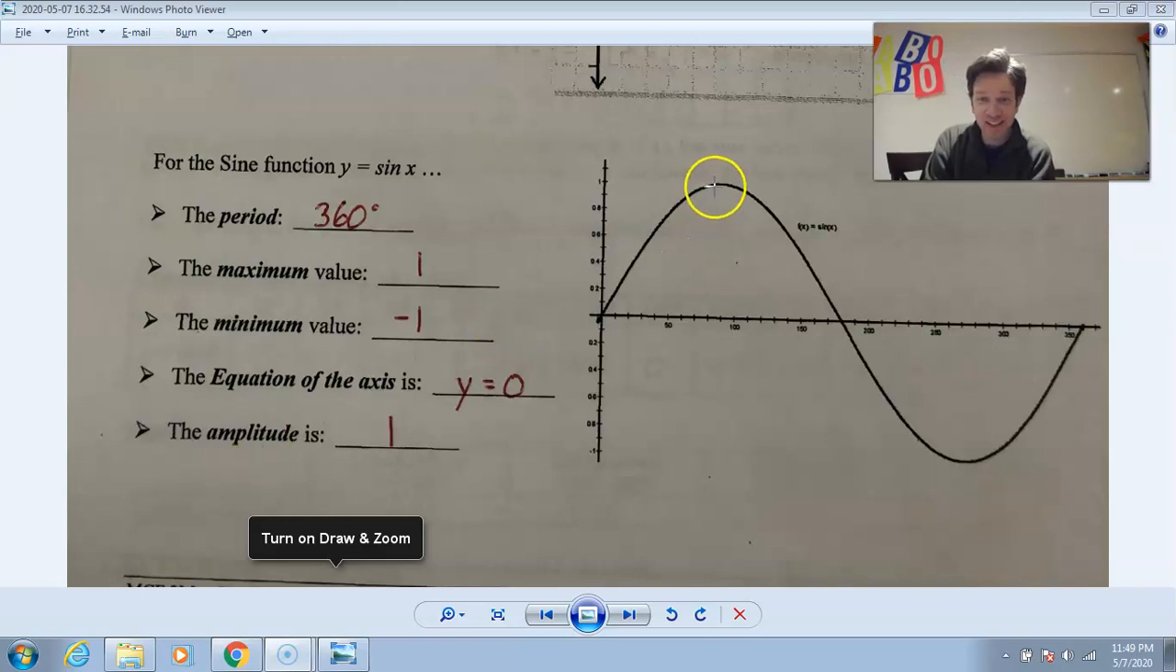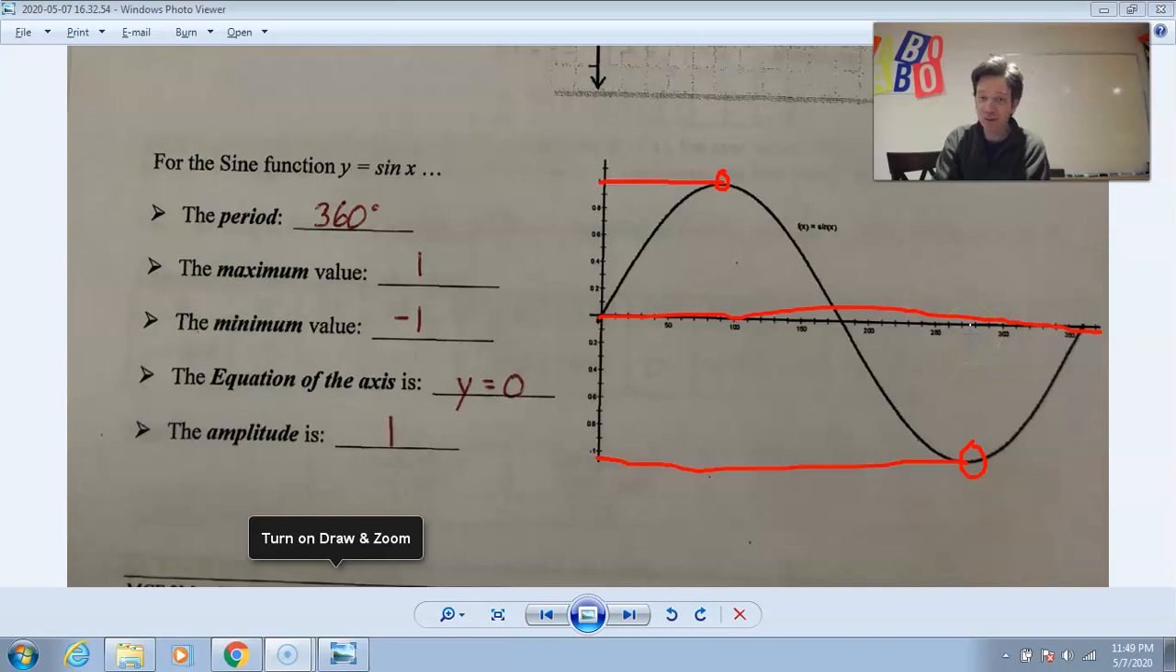So let's look at this sine graph. Now this one has a maximum of 1 and a minimum of -1. They won't always be that. We are going to play with it. We're going to stretch it and move it around, translate it. So it won't always be between 1 and -1. But there's always going to be a midpoint right here that is perfectly in between your maximum and your minimum. That midpoint is called the equation of the axis.